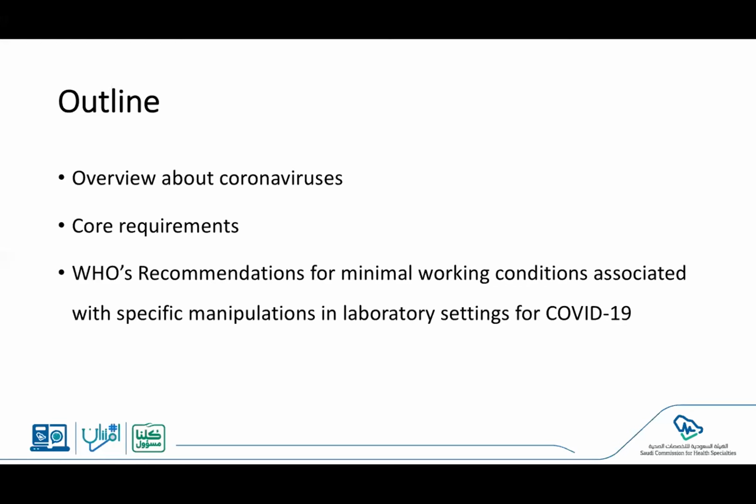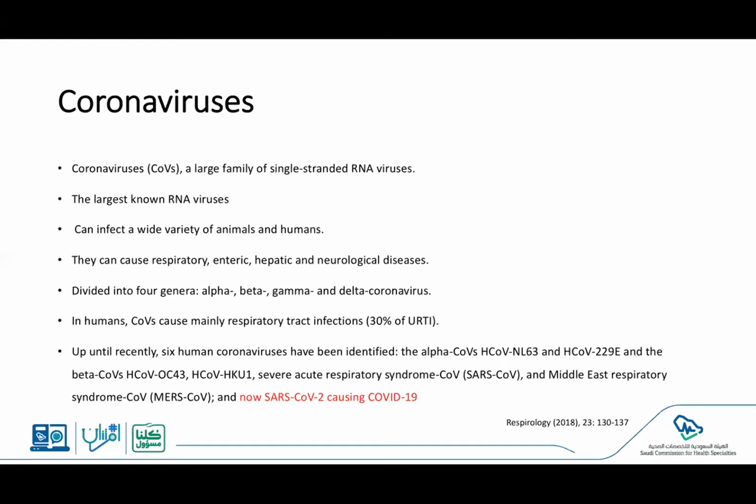So just quickly, I'm sure you're all familiar with coronaviruses in general, and just to give you a quick reminder, coronaviruses are a large family of single-stranded RNA viruses. They are the largest known RNA viruses, and they can infect a wide variety of animals and humans, and can cause respiratory, enteric, hepatic, as well as neurological diseases. Usually they are divided into four different genera: alpha, beta, gamma, and delta coronaviruses. In humans, mostly coronaviruses cause respiratory tract infection. It's quite known that about 30% of the cold and flu that we encounter as humans annually is actually due to coronaviruses.